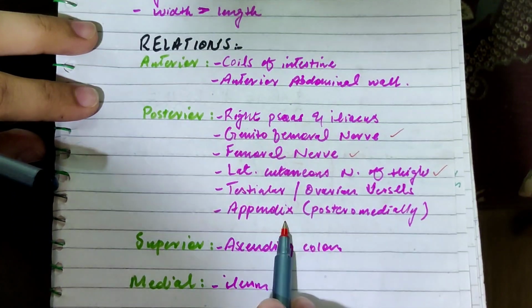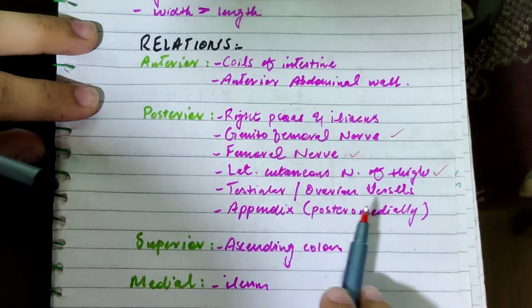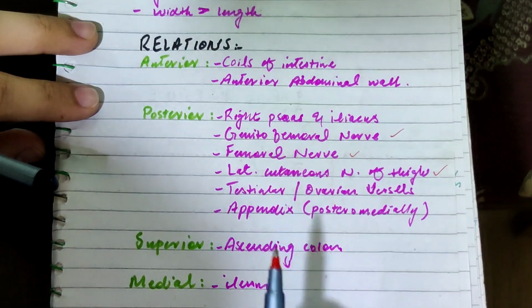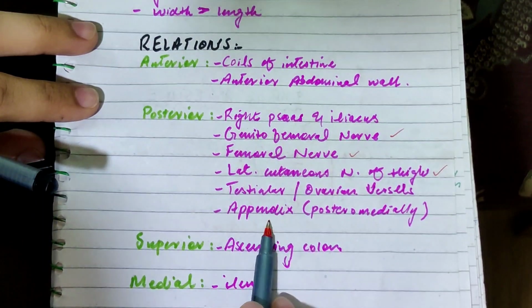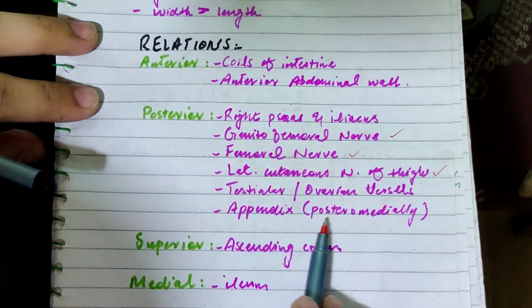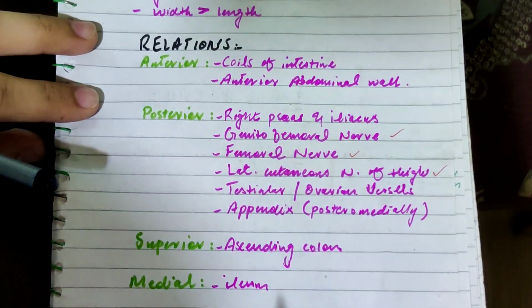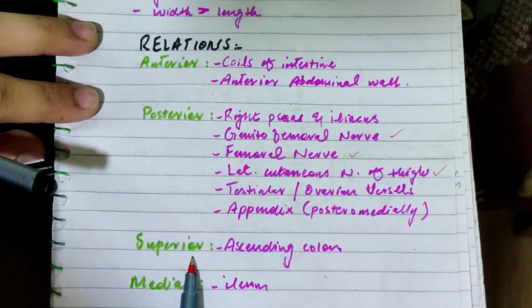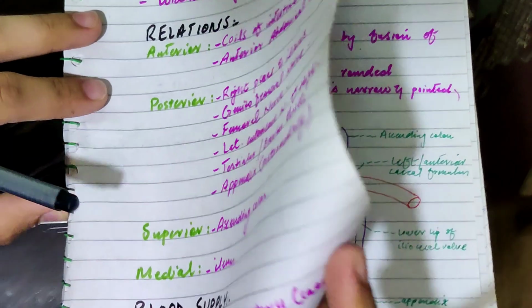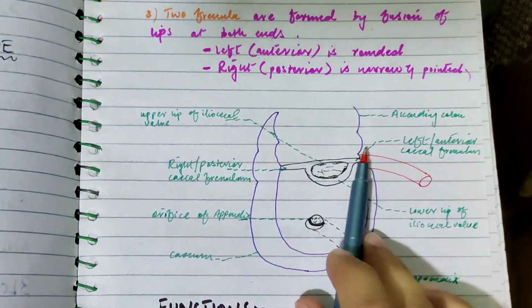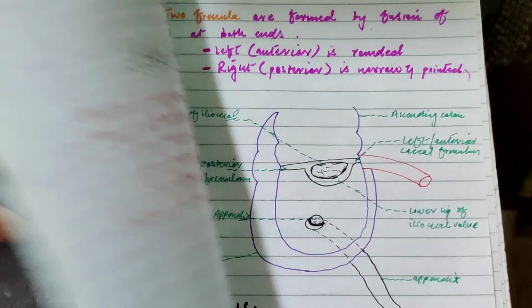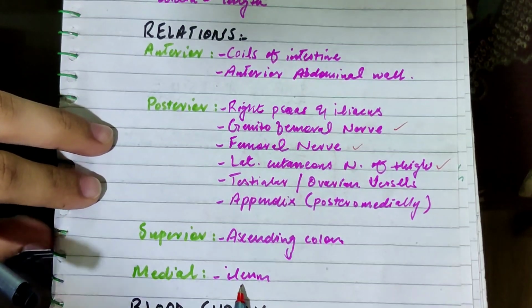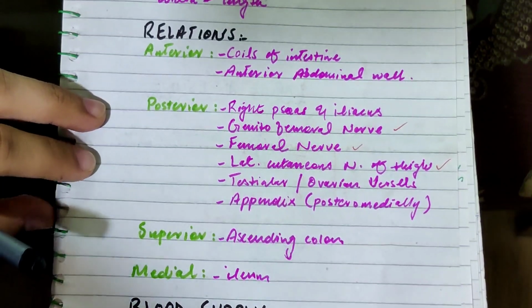Then finally we have the appendix, which is present on the posterior medial portion of our cecum. So the appendix is present on the posterior part and medially of the cecum. On the superior portion of the cecum we have the ascending colon, as I've shown you in the diagram. The coils of the ileum are present in the medial portion of our cecum.